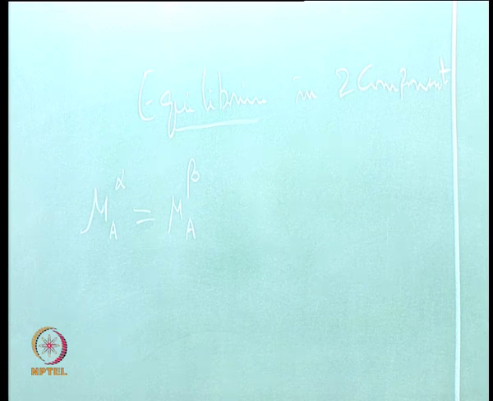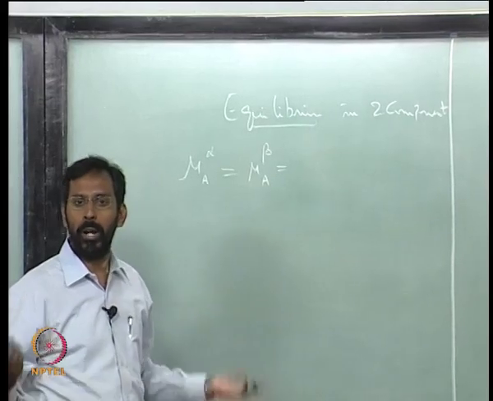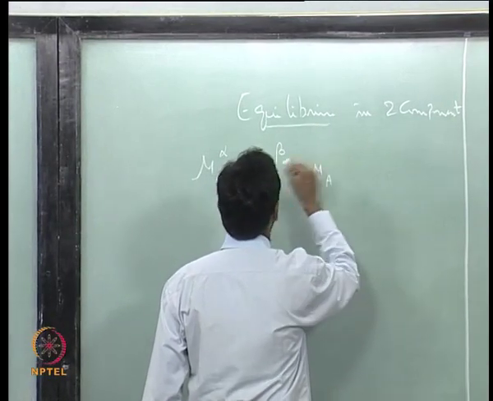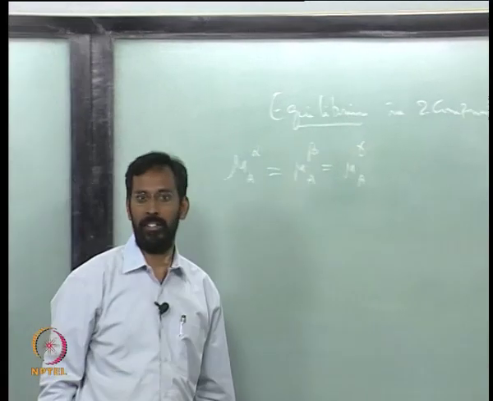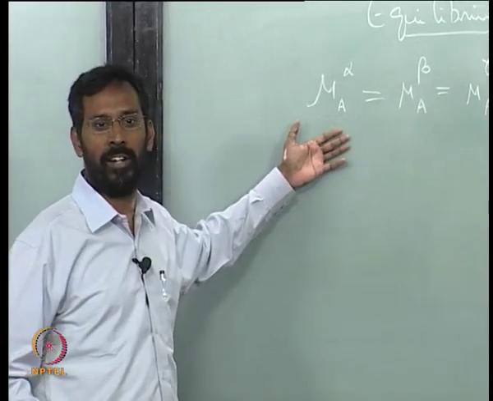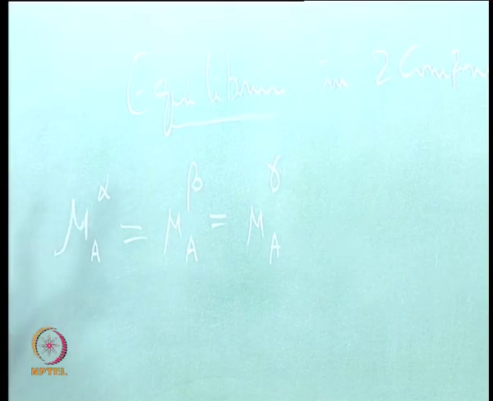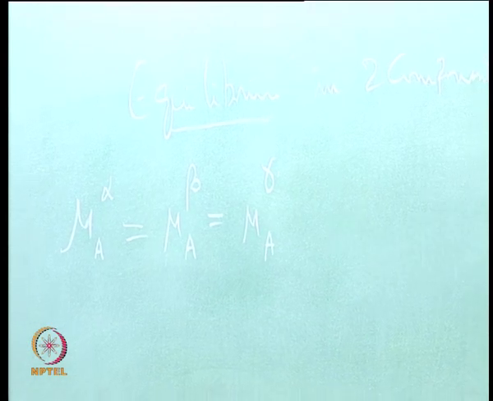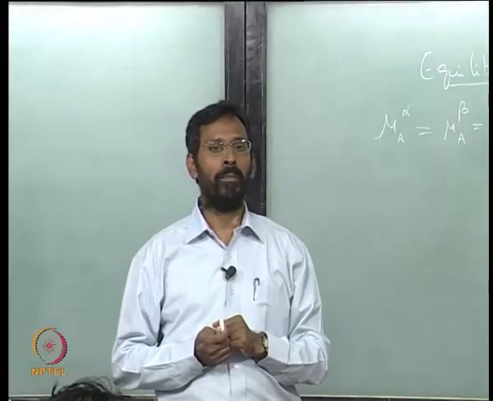So this is the definition, and in principle if you want to extend it to more phases, you can even say chemical potential of A in gamma. For example, when we say a eutectic reaction, a liquid giving alpha plus beta, and when I say all the three phases are in equilibrium, it means this: the chemical potential of one of the elements, let us say A, is equal in the liquid, in the alpha, in the beta. That is the meaning of eutectic.